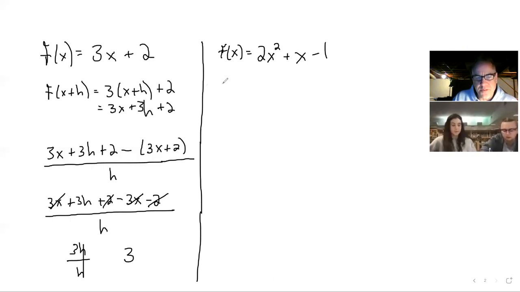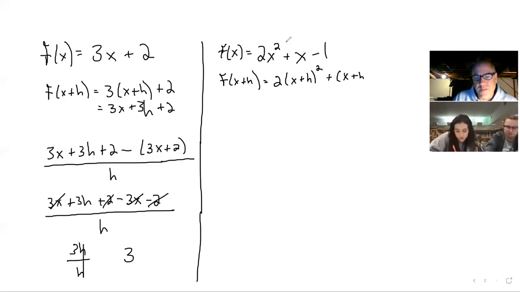I'm going to first find, let's just find f of x plus h. So for this one, it's going to be 2 times x plus h squared plus x plus h for that input, and then minus 1. So I'm going to go ahead and multiply this out, combine like terms if I can. So x plus h squared would be first term squared, x squared, product of the 2 doubled, 2xh, plus h squared.